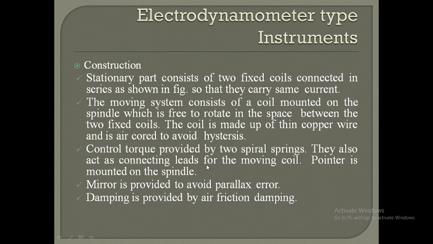Now controlling torque is provided by two spiral springs. They also act as connecting leads for the moving coil. The pointer is mounted on the spindle. A mirror is provided to avoid parallax error, so that you can take the desired reading without any parallax error. Damping is provided by air friction damping, and that's why the air cooled coils are used here.